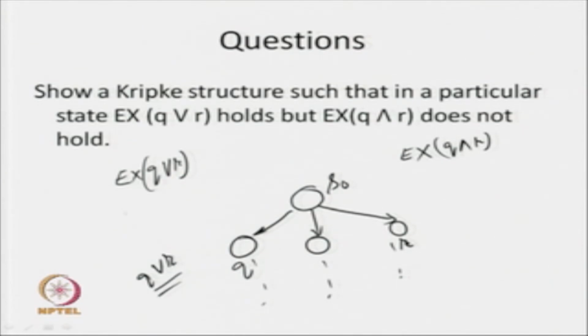So, in S0 there exists a path where in the next state q or r is true. But if you look into these particular next states, in one q is true but r is not true, and in the other r is true but q is not true. So q and r is not true in any one of these states. So, in this model, in S0 there exists a path where in the next state q and r is not true.